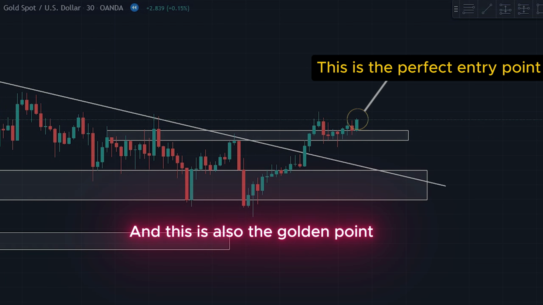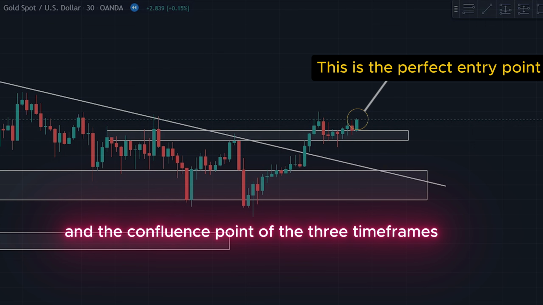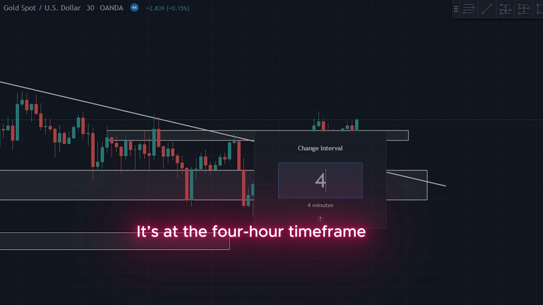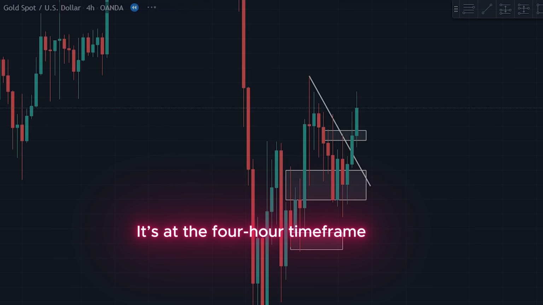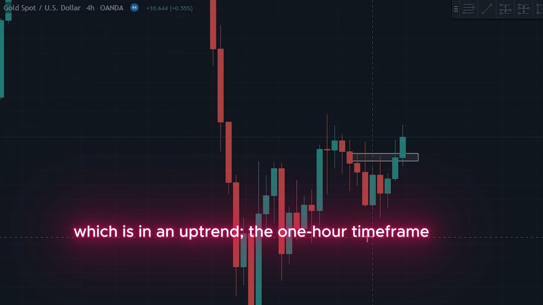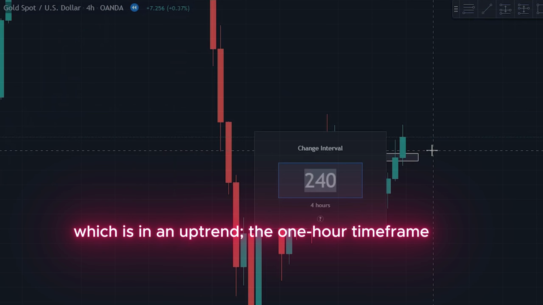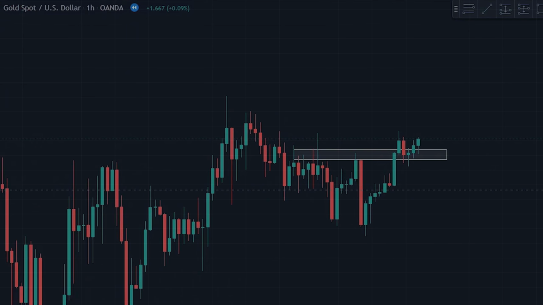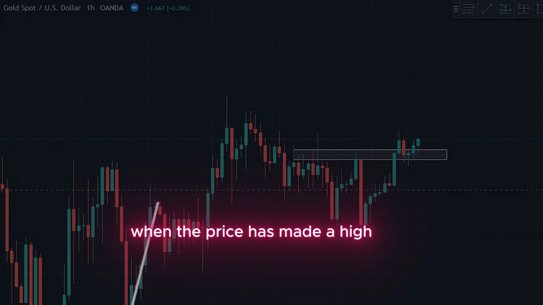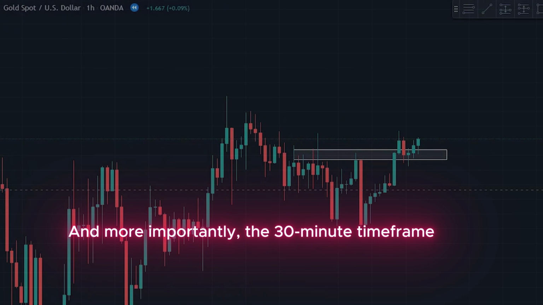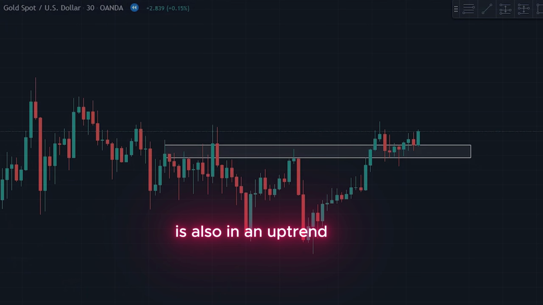And this is also the golden point and the confluence point of the 3 time frames. Where is the confluence? It's at the 4-hour time frame, which is in an uptrend. The 1-hour time frame is also in an uptrend, when the price has made a high, broken that high and returned to retest and succeeded. And more importantly, the 30-minute time frame is also in an uptrend.